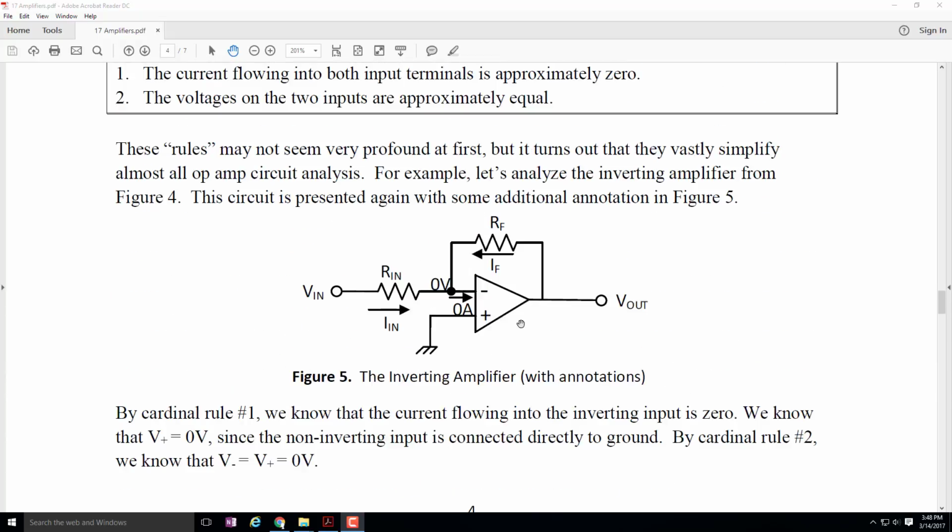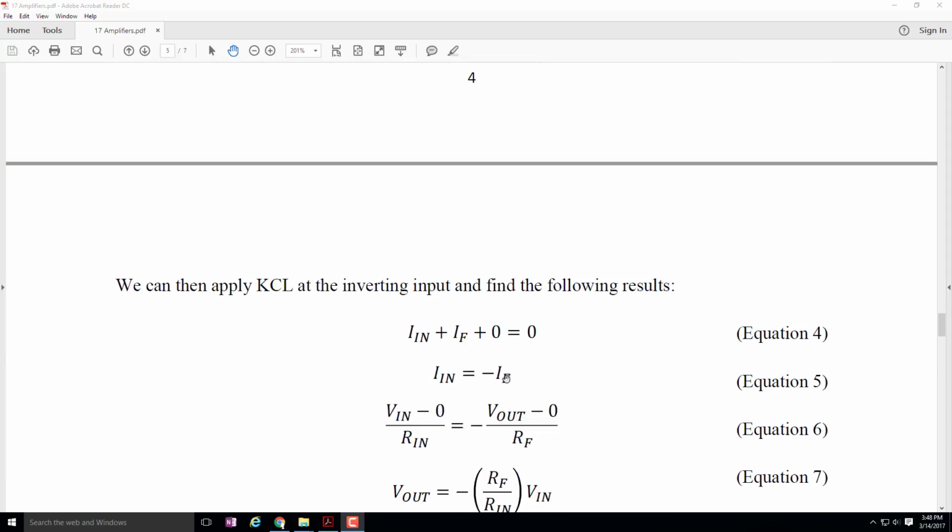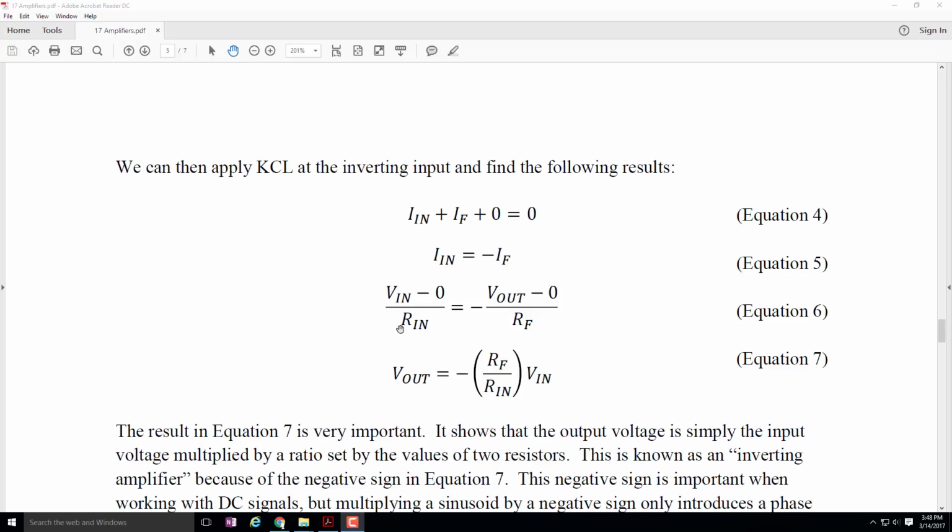And how about IF? IF is this voltage, but that voltage is just V out. So it's V out minus 0 divided by RF. Don't forget the minus sign carries down. Then with a little bit of algebra, I find that V out equals minus RF over RN times VN. Equation number 7 is super important.